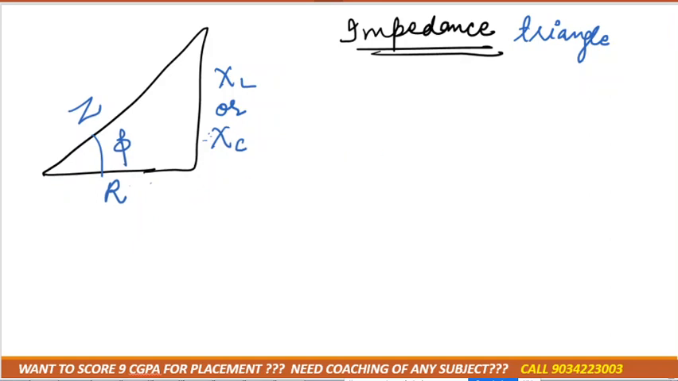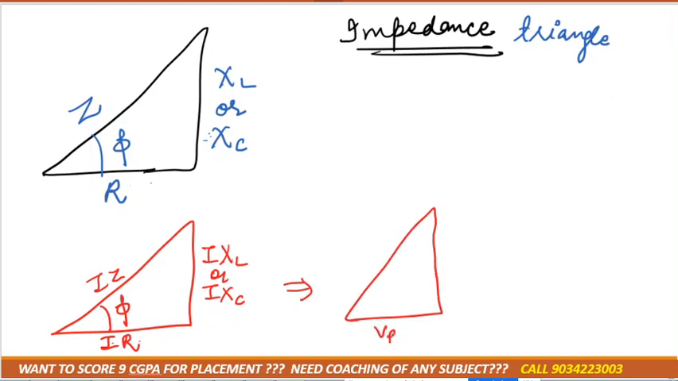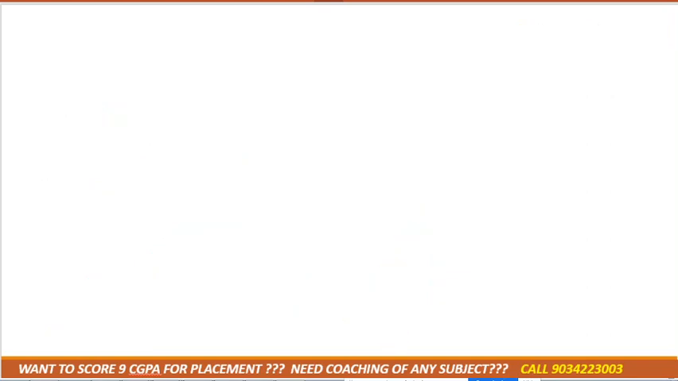Similarly, if I multiply the current with the impedance triangle, then what I'll get? Like I into R, right? I into XL, I into XC, and I into Z. That is phase angle phi, right? So I into R is how much? That is the voltage drop across the resistor, denoted by VR.